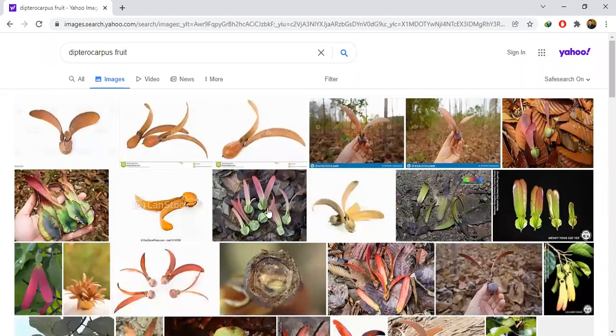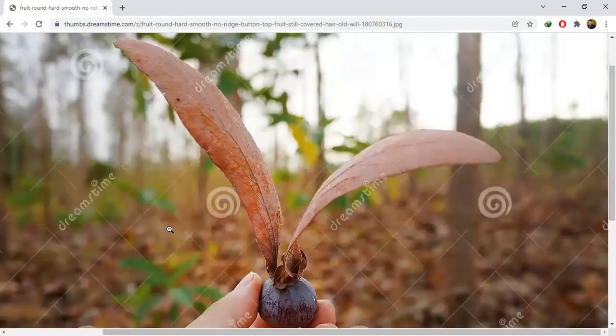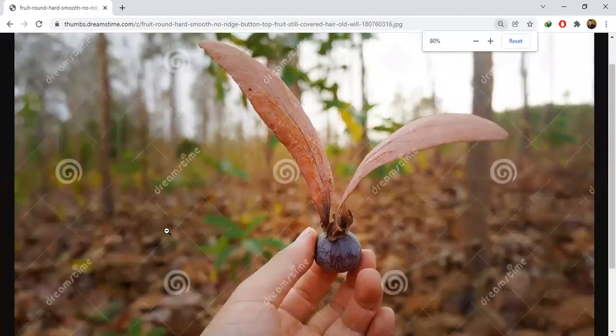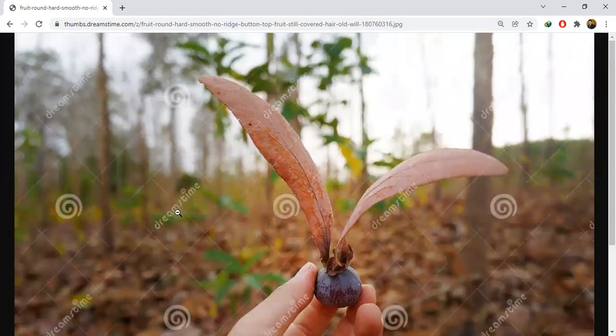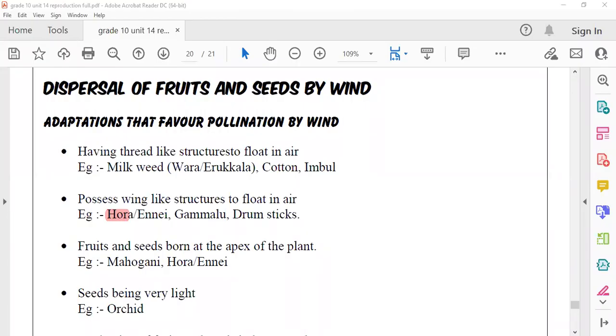So once you search for the fruit, you can see it is a fruit having two wings in it. These wings are helping it to float in the air. But it is a part of the fruit, not the seed. Some places fruit will be there, some places seeds will be there, right? Another example given here is gummalu, a singular word.